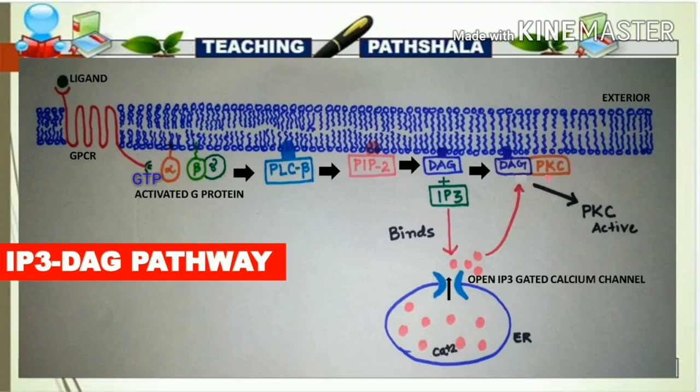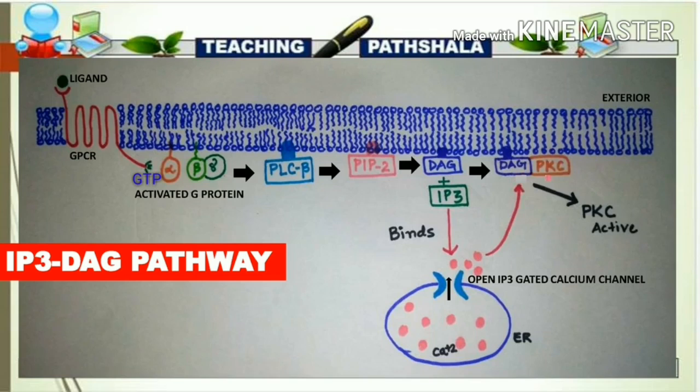In the cyclic AMP pathway, we have seen a similar function related to protein kinase A, which was also phosphorylating the target protein at serine and threonine residues, and protein kinase C is also doing the same function, that is the phosphorylation of a target protein at serine and threonine amino acid residues.